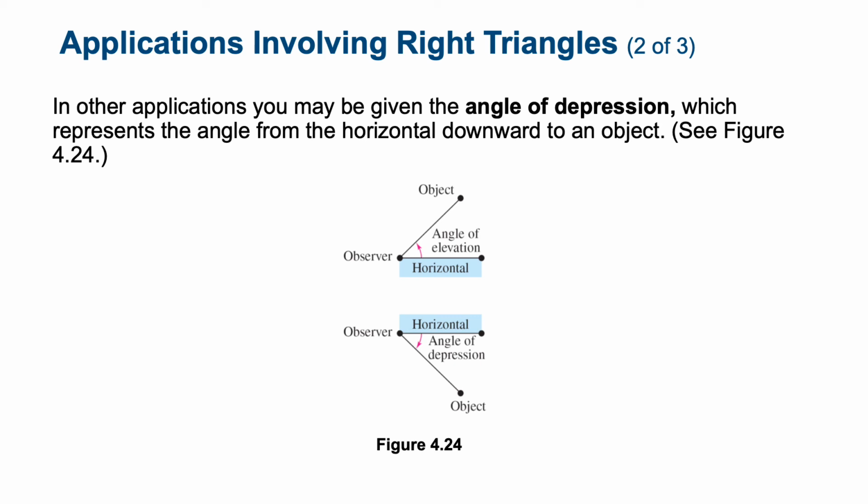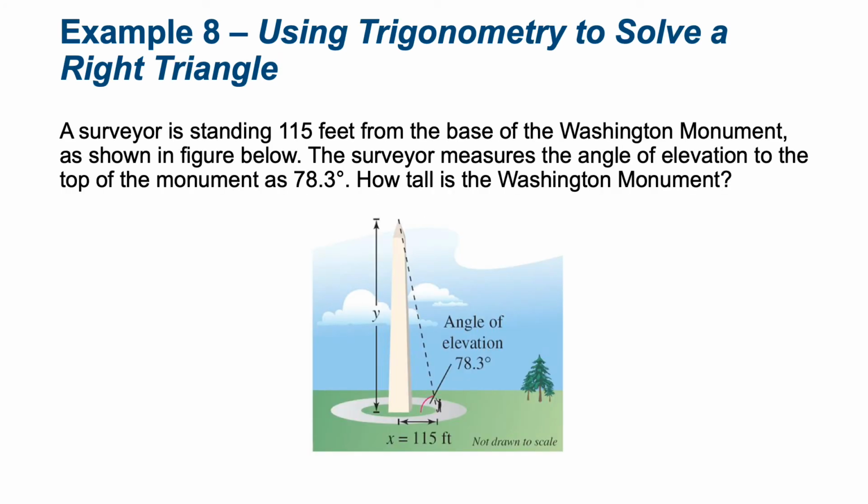Well, first, before we do that, let's use a trick to solve a right triangle. Okay, so we have here a surveyor standing 115 feet from the base of the Washington Monument. So there's the Washington Monument. Okay, fine. He measures the angle of elevation to the top of the monument to be 78.3 degrees. So how tall is the monument?